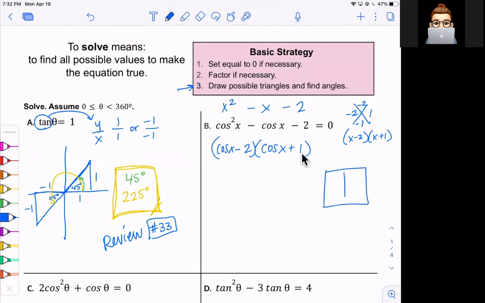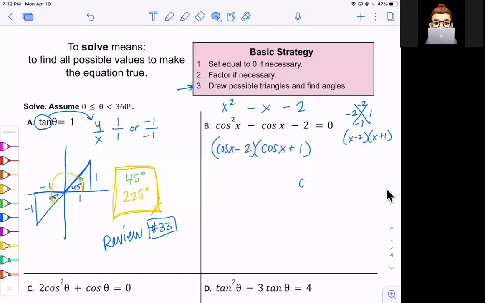If you did the box, this is kind of a wild box. Cosine x minus 2, cosine x plus 1. You get cosine squared x minus 2 cosine x plus 1 cosine x, and then minus 2. These would combine together to give you the negative cosine. You've got cosine squared, you've got minus 2. So you can see these here. If you put them back in the box, you're going to get back to your original. That's how you know you did it correctly.